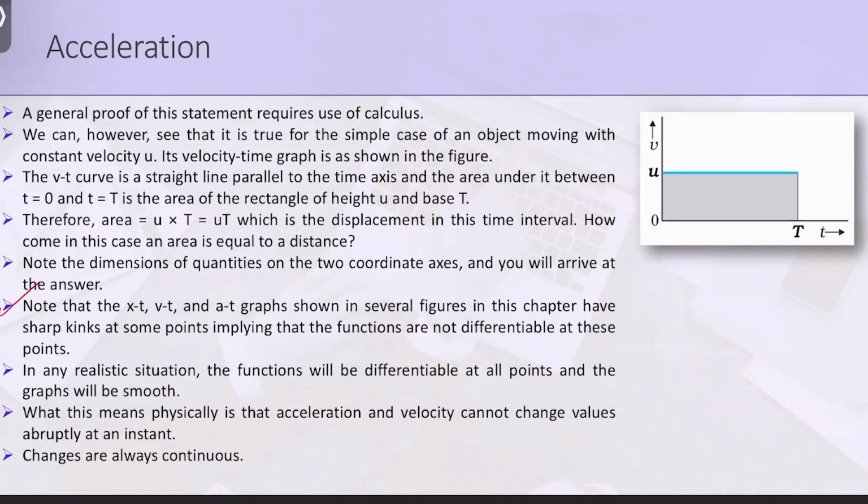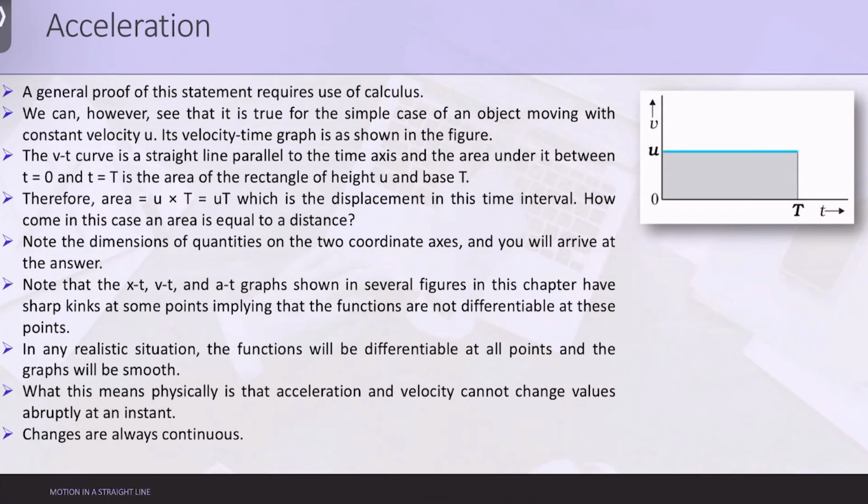Note that x-t, v-t, and a-t graphs shown in the several figures in this chapter have sharp kinks at some points, implying that the functions are not differentiable at these points. In any realistic situation, the functions will be differentiable. These were just to explain the basic concepts, so let's not go into very much detail of those graphs. In any realistic situation, the functions will be differentiable at all points, and the graphs will be smooth.